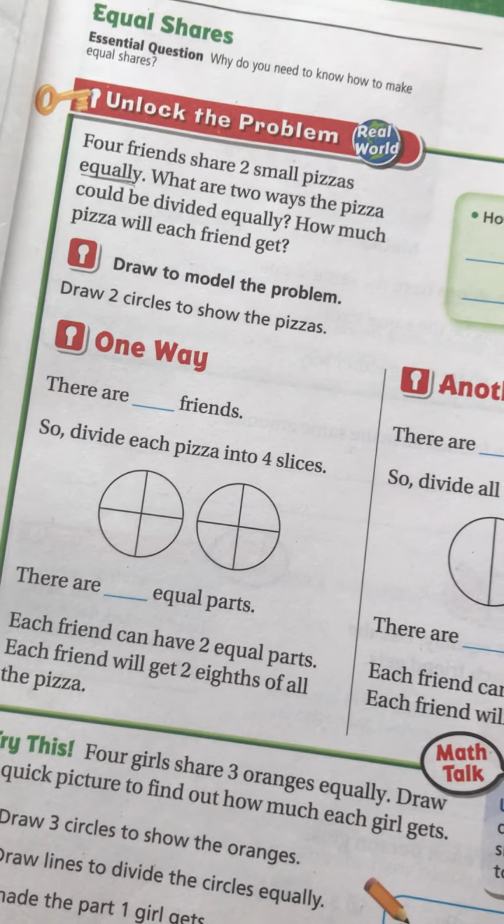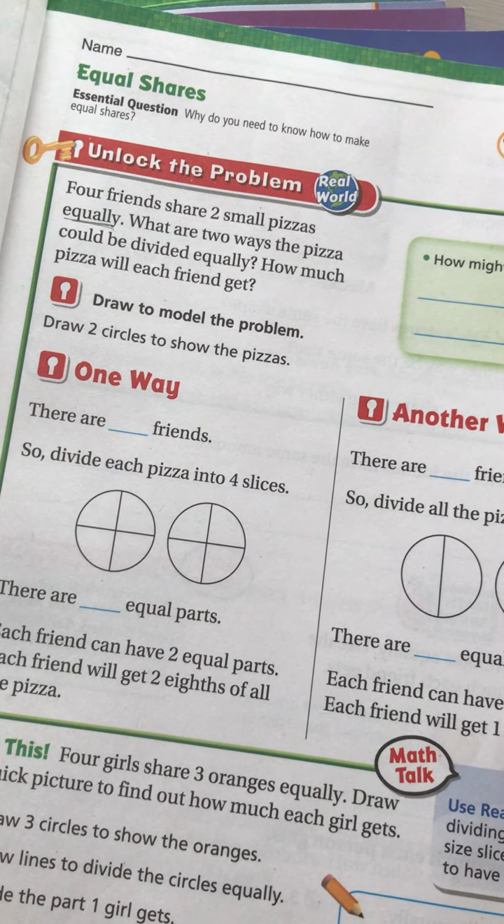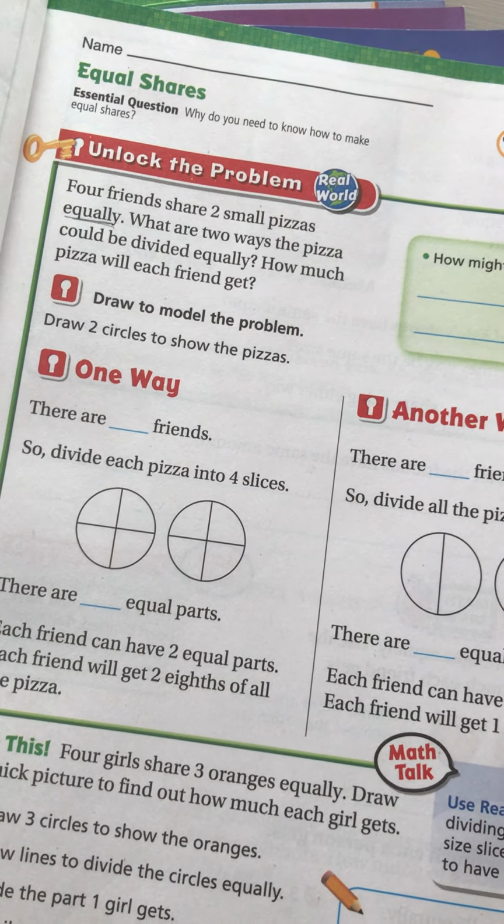All right, let's read the problem together. 4 friends share 2 small pizzas equally. I would underline equally right off the bat because we know that fractions are all about finding equal parts. Similar to division, everyone, because division is equal groups and fractions are equal parts. It asks us, what are 2 ways the pizza could be divided equally? How much pizza will each friend get?